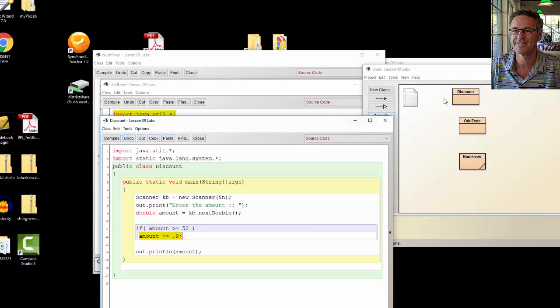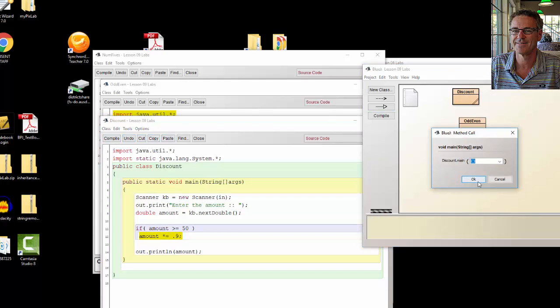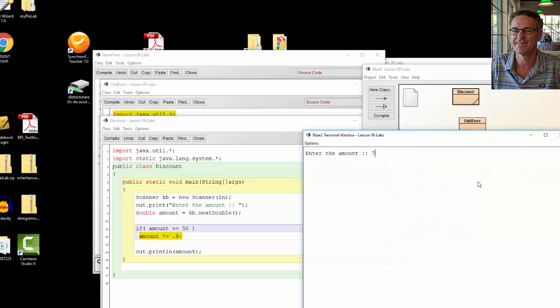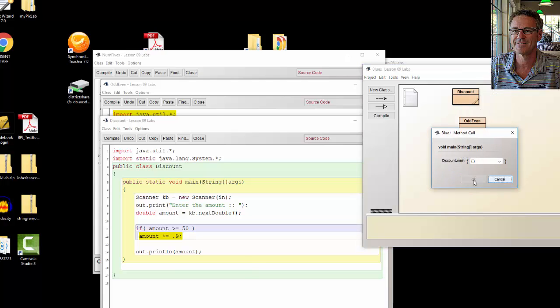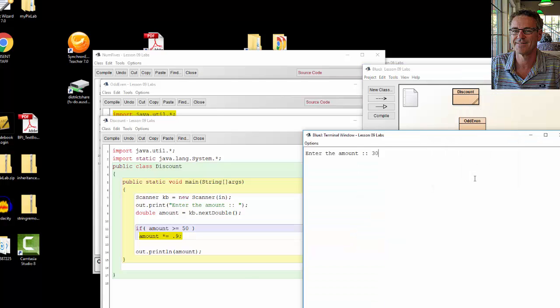Let's see if this works. So put in 70, should come up and subtract $7. That's 10% off and be 63, and it is. Okay. Make sure it does not discount for something below 50, like 30. And it stays 30. Don't worry about the decimals. We haven't learned how to actually format 2 decimals. That's not a big topic for the AP exam anyway.